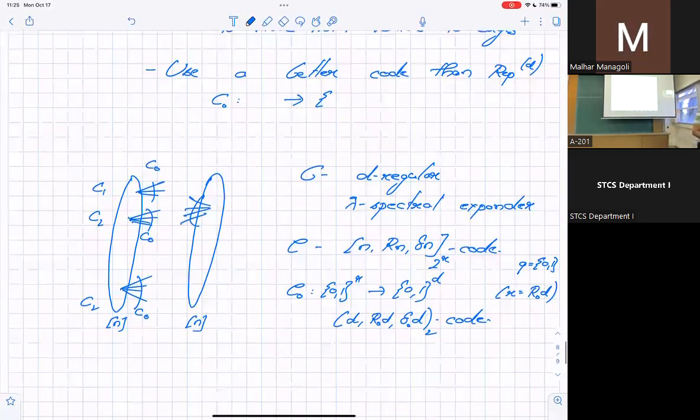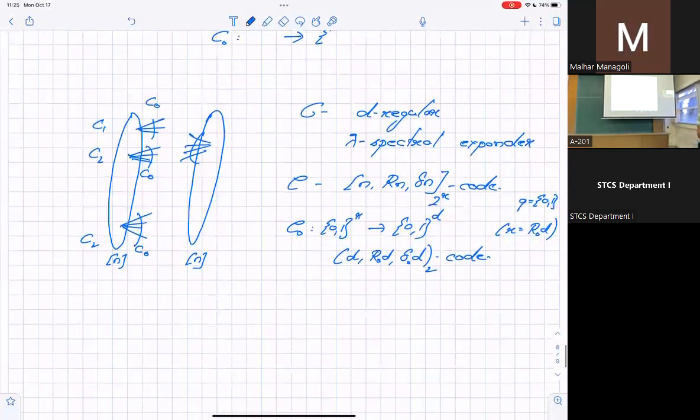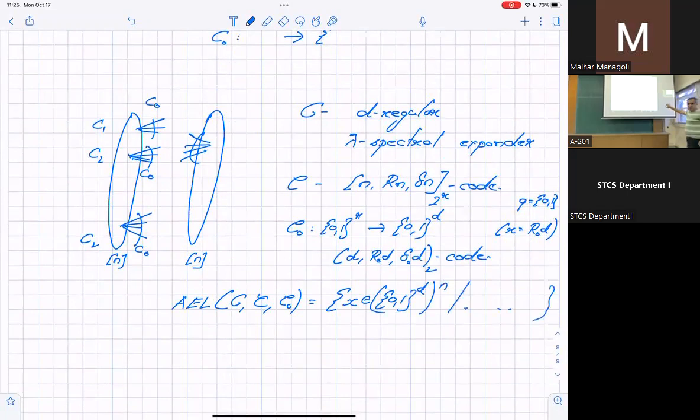So the AEL of G, C and C naught is a code X sitting in 0,1 to the D n. I'm not going to write this code out, so it's clear what it is. So that's the code. Is the code clear?